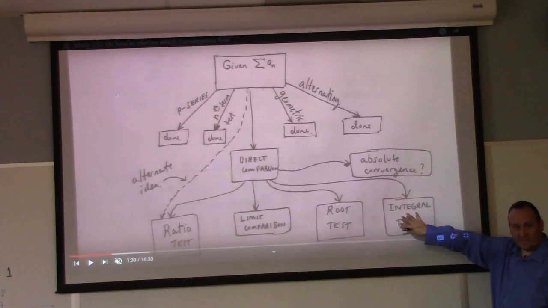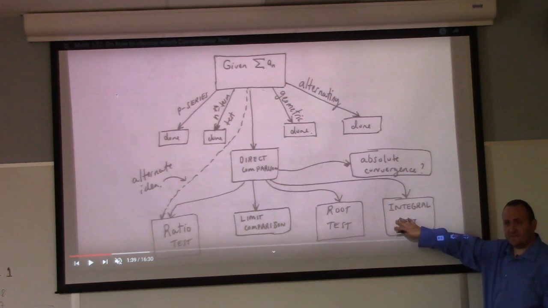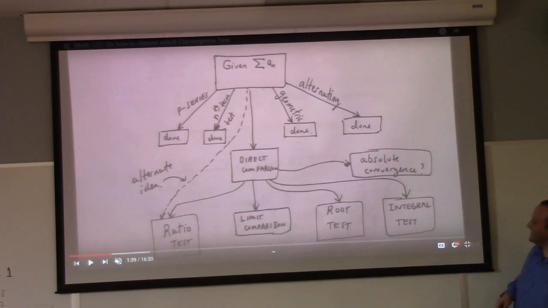I really don't like the integral test because it requires so much intellectual capital to start. I need to show that the function is positive, decreasing, and has limit 0. After all that, I still have to do an integral. You guys like integration? Why are you taking this course? Sorry, I'm a jerk. There's also absolute convergence.